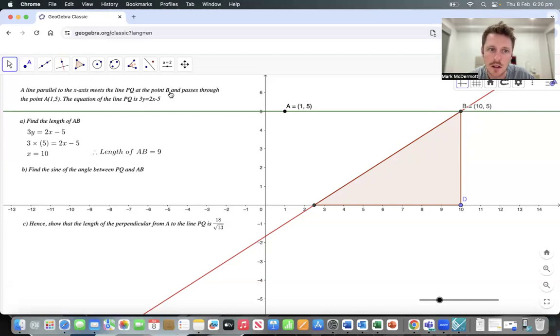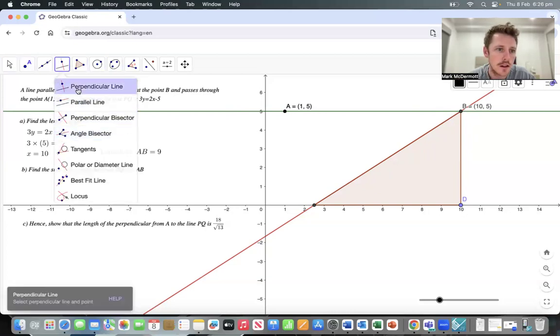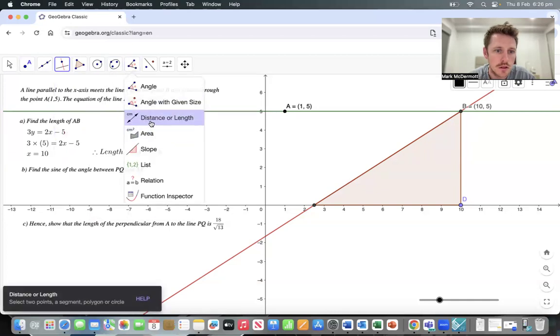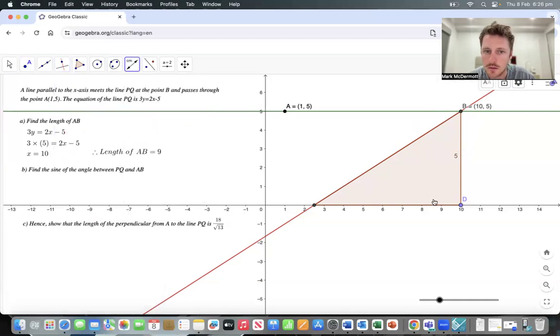I know that this length down here is 5. So let's do that. If I go to distance or length and then select this part, it should tell me that it's 5. And then if I select this part, well, this x-intercept here is actually at x = 2.5. So this distance is going to be 7.5. The way I was able to work that out was just substituting in y being 0 into the line 3y = 2x - 5. That gave me an x coordinate of 2.5 there. And we know that this is at 10, so that's 7.5.